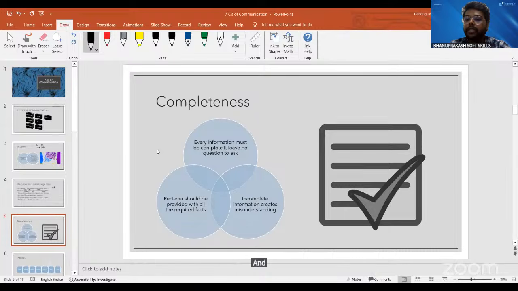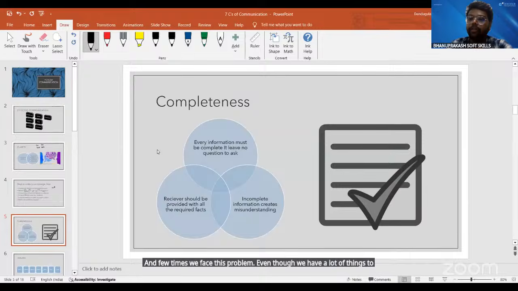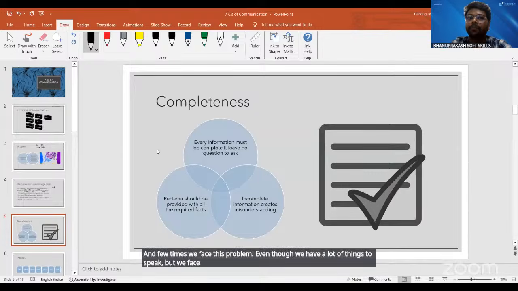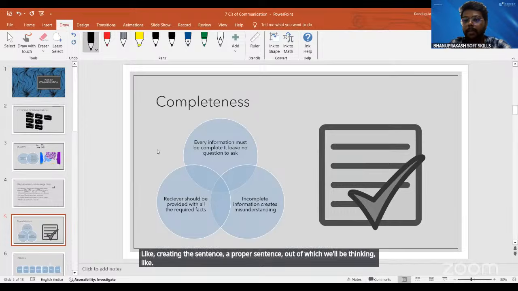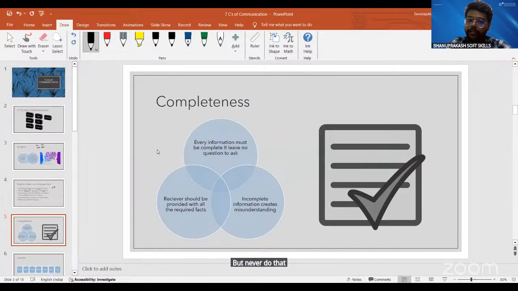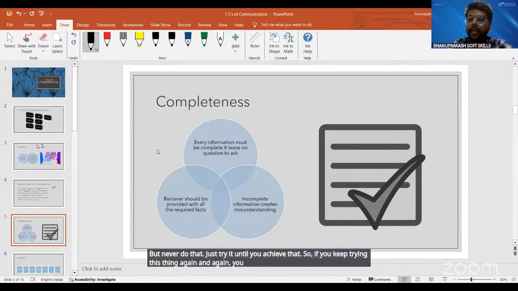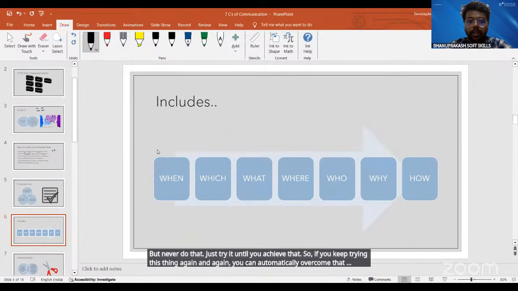And a few times we face this problem. Even though we have a lot of things to speak, we face this problem of creating a proper sentence, out of which we think, okay, we'll leave this message. But never do that. Just try it until you achieve that. If you keep trying again and again, you can automatically overcome that problem.